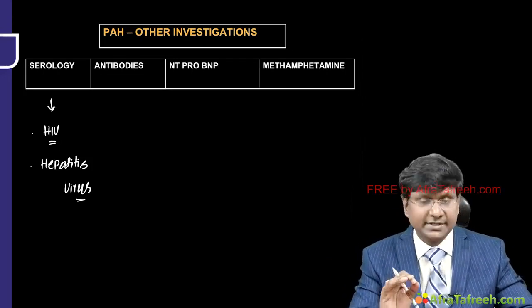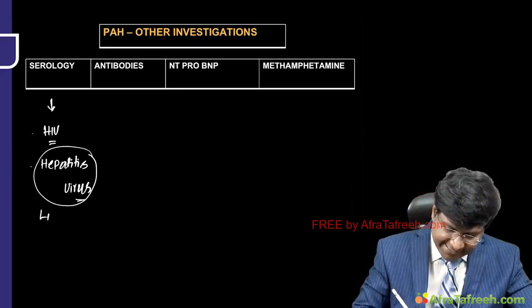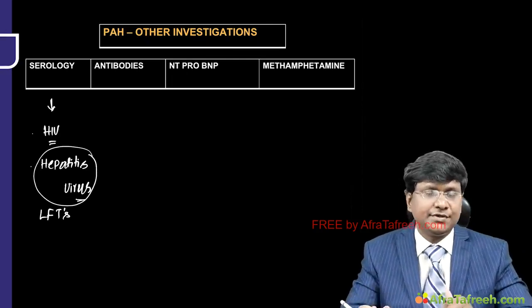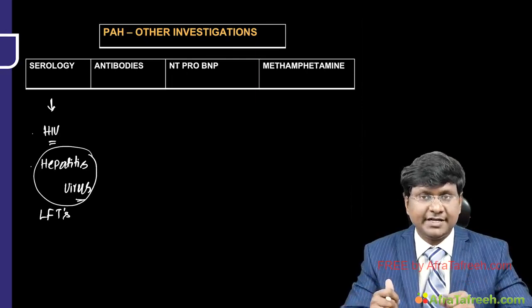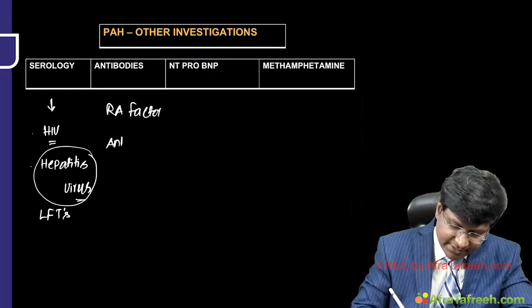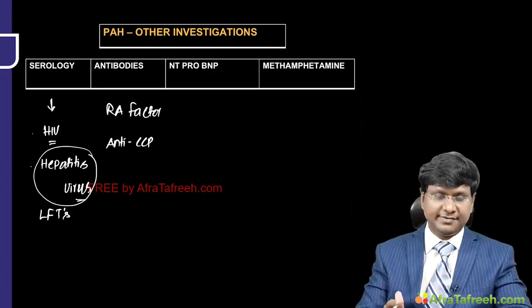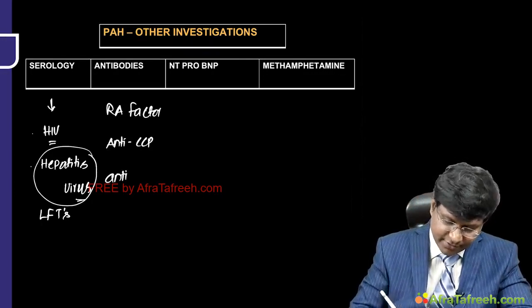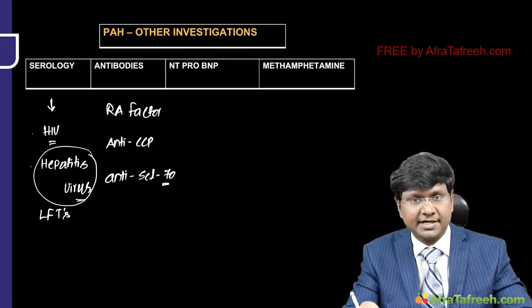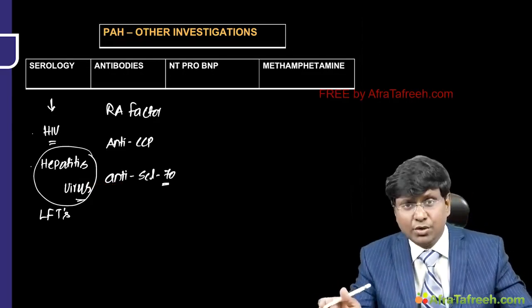Then the testing of the antibodies. Once you get the hepatitis virus positive, at the same time you also need to do a liver function test. Some connective tissue disorders or autoimmune disorders cause pulmonary hypertension, so you need to test for RA factor as well as anti-CCP, because rheumatoid arthritis is one of the etiologies that can cause pulmonary hypertension. Then you need to test for anti-Scl70, mainly to rule out scleroderma causing pulmonary arterial hypertension. So these are some of the antibodies that you need to test for to rule out the etiology.